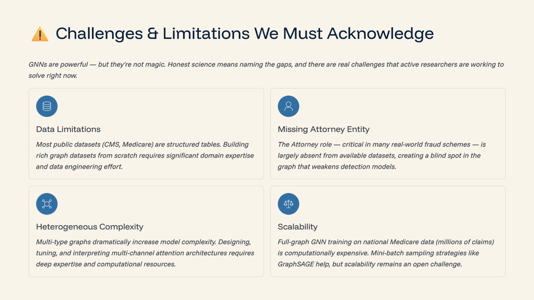And third is the heterogeneous complexity, which is a real technical challenge. Multi-type graphs with multi-channel attention are powerful, but they are also significantly harder to design, tune, and interpret. Deep expertise and computational resources are required. And finally, scalability. Full graph GNN training on national Medicare data with millions of claims and nodes is computationally expensive. Mini-batch strategies like GraphSAGE help, but scalability remains an active area of research and engineering.